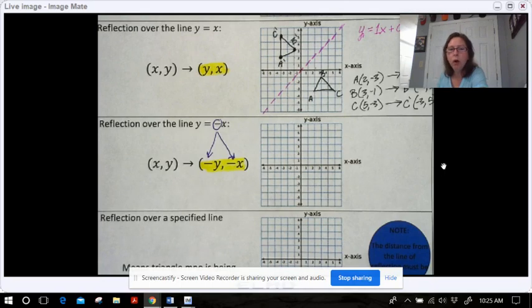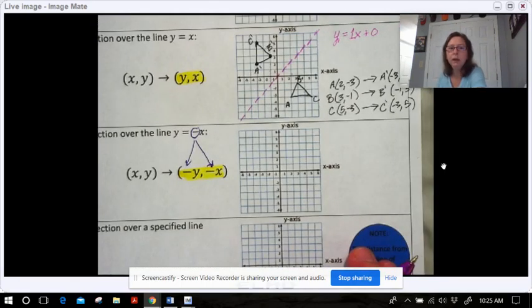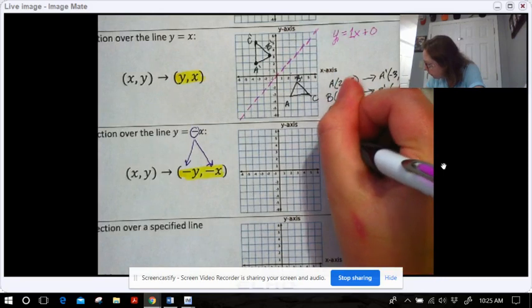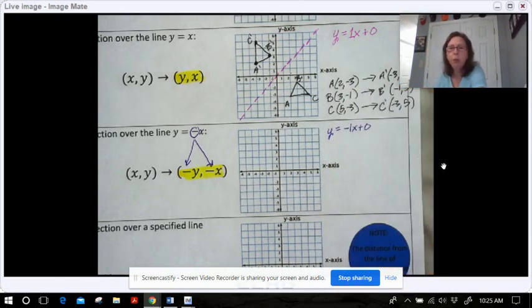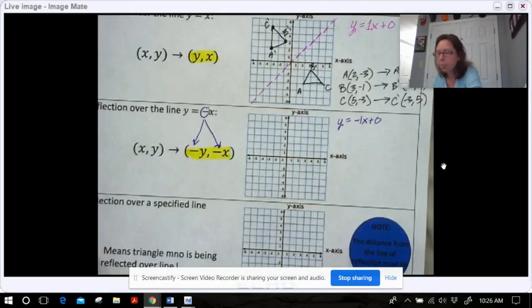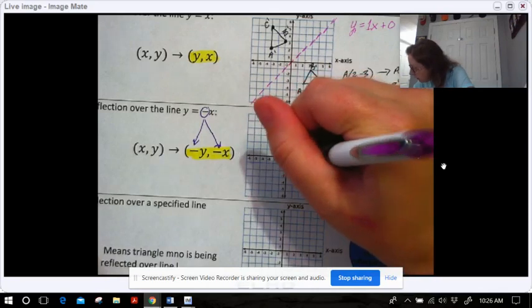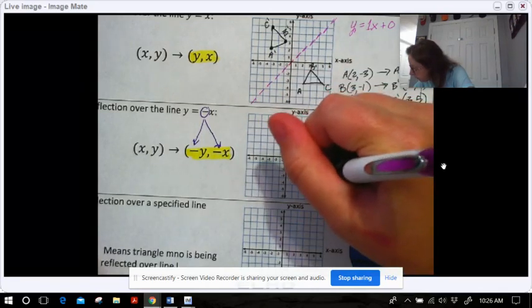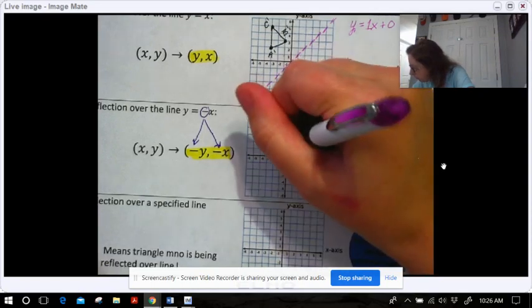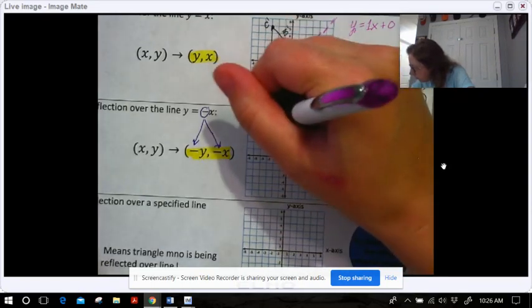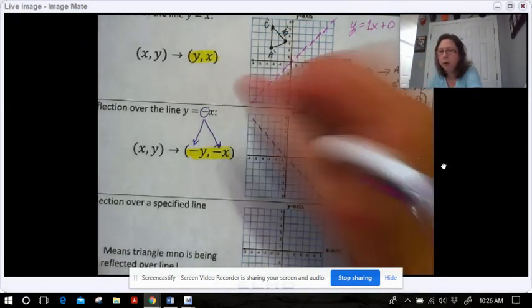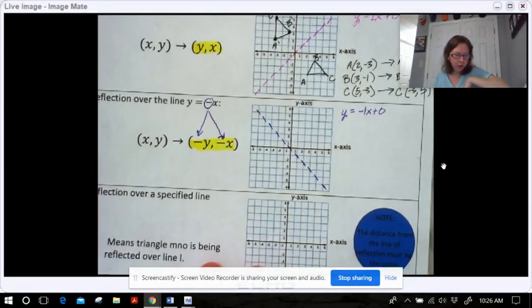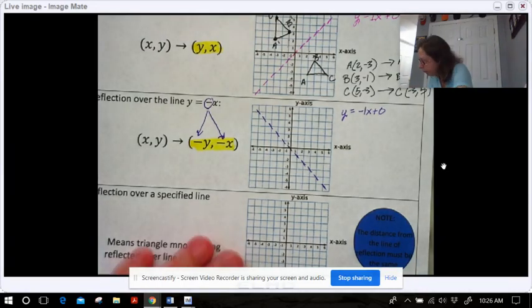So I am going to go ahead and draw the line y equals negative x. Remember, that would be negative 1x for my slope, plus 0 would be my y-intercept. And this line looks like this. Alrighty. So that is my line. Now, I'm going to do a rectangle this time. Why not? Okay.